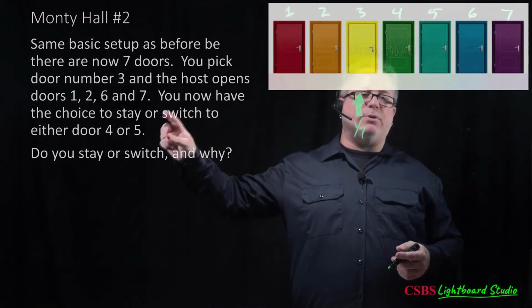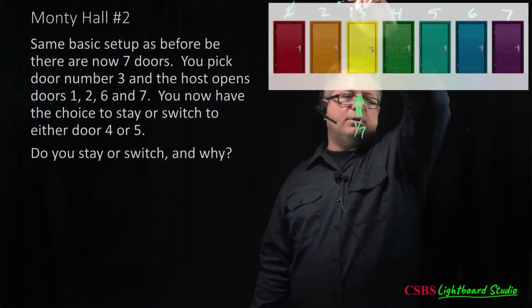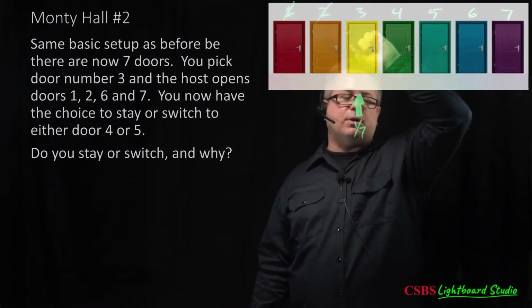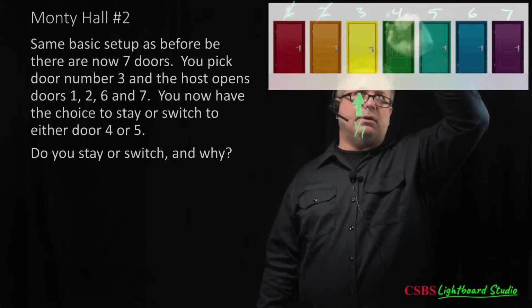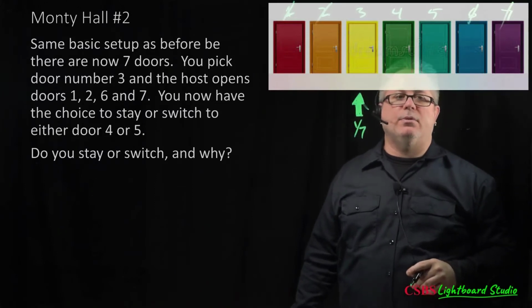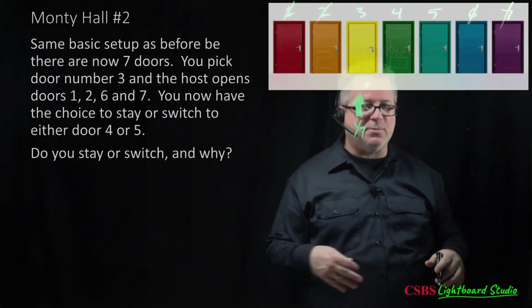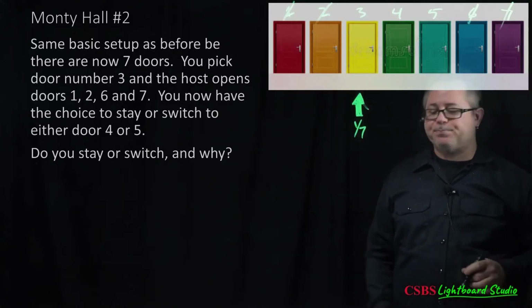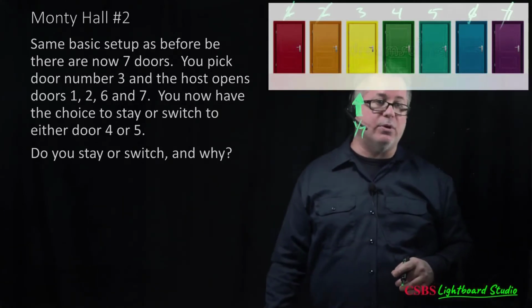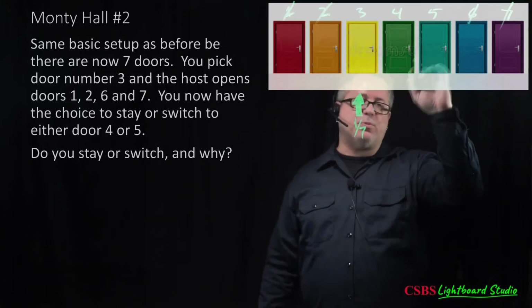The host opens doors 1, so that's gone, 2, that's gone, and 6 and 7. Okay, so those doors have now been opened, and you can see there's a goat behind them, or it's empty, or whatever they have there to indicate there's no car. You haven't won a car, or rather the car isn't behind those doors.